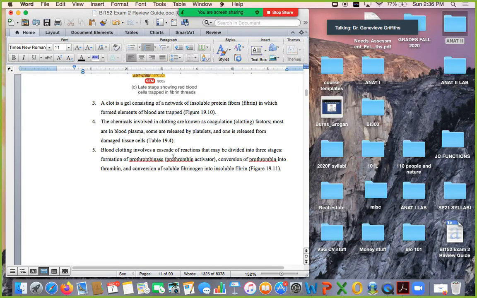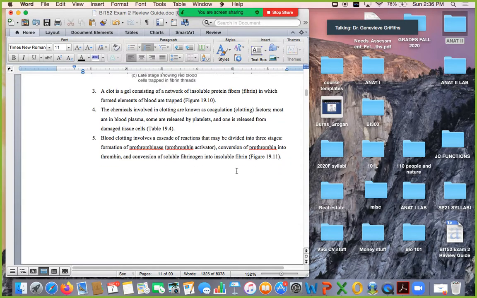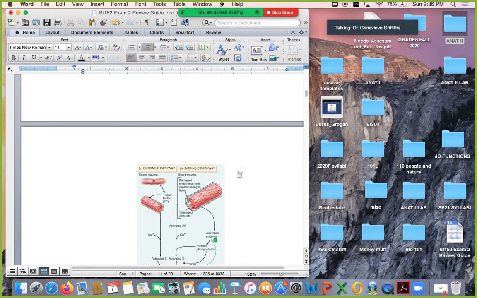This is going to be an activator of prothrombin. The next is going to be when we're converting prothrombin into thrombin. And the third stage is when we are converting fibrinogen into insoluble fibrin. So fibrinogen is soluble, it will circulate through the blood supply. Fibrin is insoluble, it will form that thick clot that we were talking about.